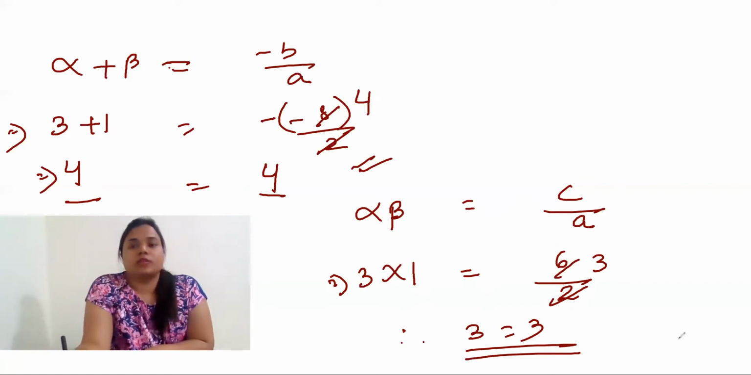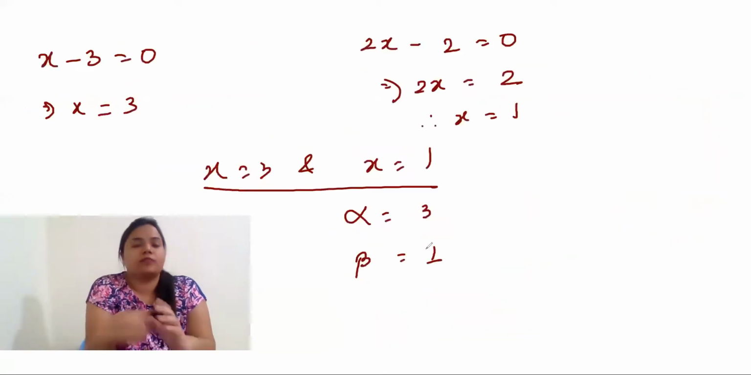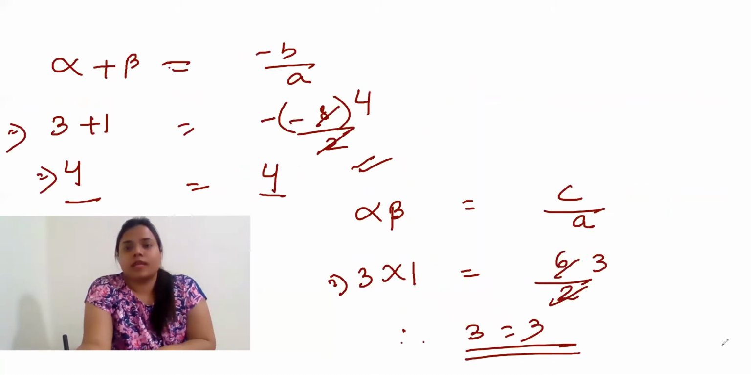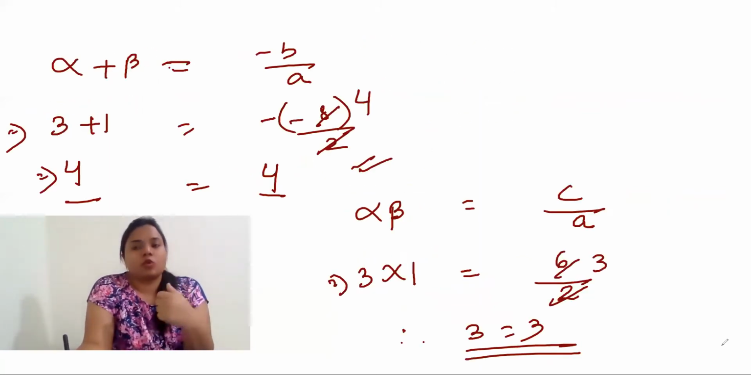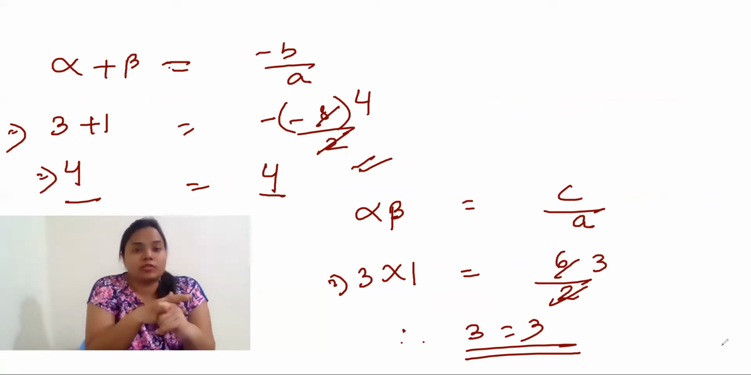Okay, so like this we do. First we find the zeros using midterm splitting or using any identity, and after that we can find the relationship between the zeros. Clear? So this is the way, and like this only we will solve the first main question of exercise 2.2 in the next video. In this we learned how to find the zeros and how to find the relationship between the zeros and their coefficients.